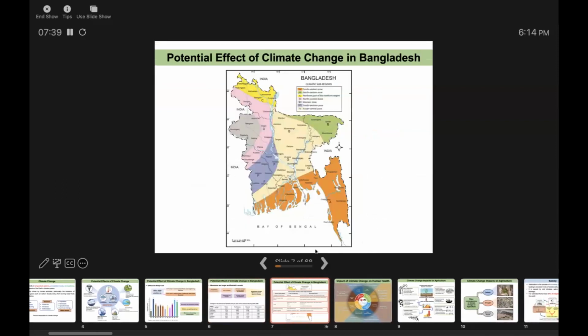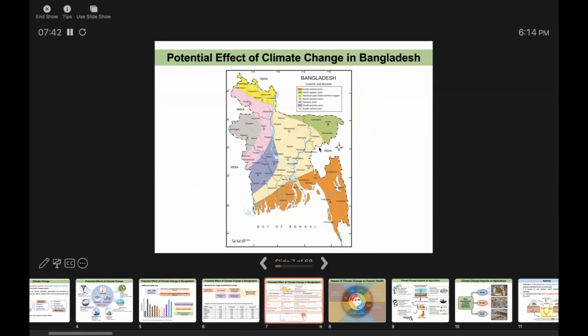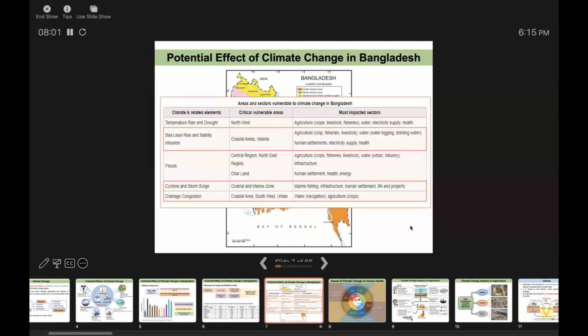So here are the different parts of Bangladesh as marked: the southeastern zone, the northeastern zone, and the northeastern part of the north region. As we can see, this is the eastern part, and here is the Bay of Bengal in the south. So these different regions have been segmented or separated by this marking.